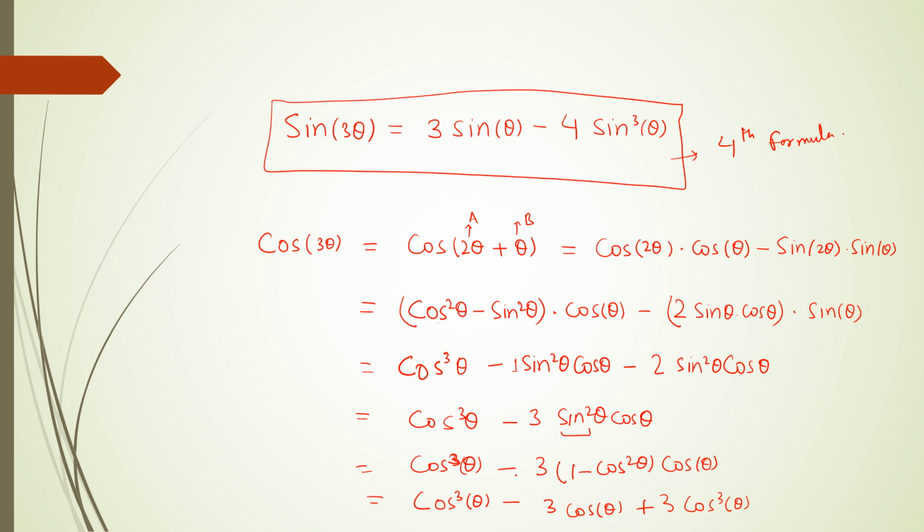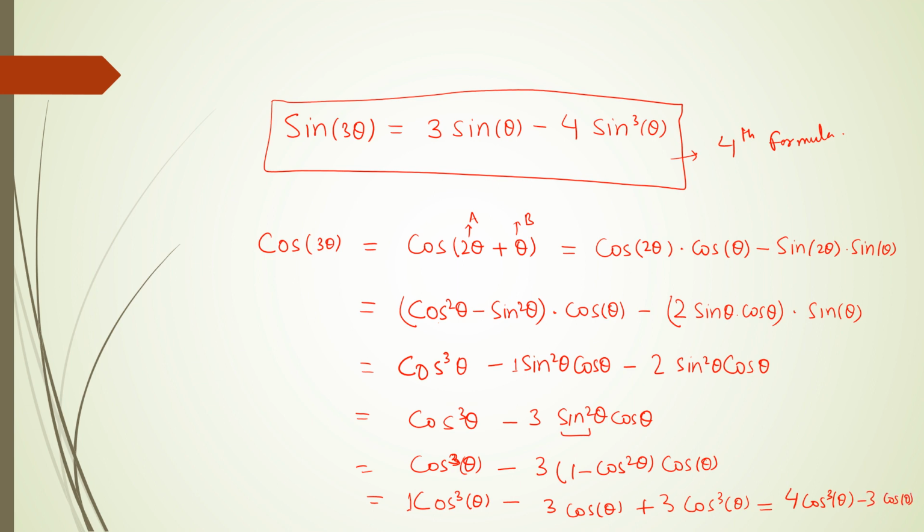Cos cube theta minus 3 into 1 minus cos square theta into cos theta. Now, minus 3 cos theta plus 3 cos cube theta. So it would be equal to 1 cos cube theta here, coefficient 1, and here it is 3. Then we can write it as 4 cos cube theta. This is minus 3 cos theta.